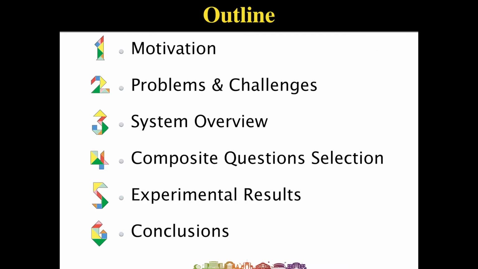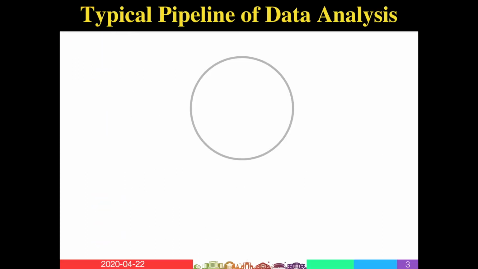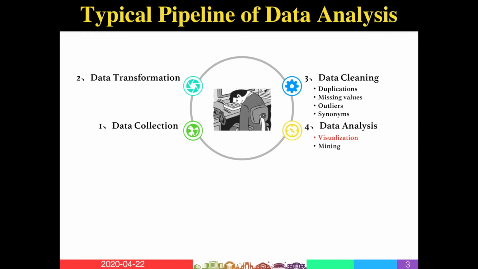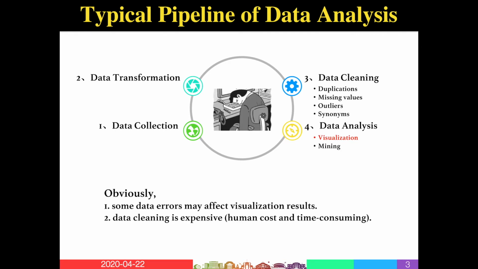Let us start with an overview of the typical data analytics pipeline. First, the user may collect data from multiple sources and then transform and clean the data for analytics. However, the visualization results are not always exact and good. One common reason is that real-life data is dirty. Moreover, it is too expensive to completely clean a dataset and then use it for visualization or any other analytics task.